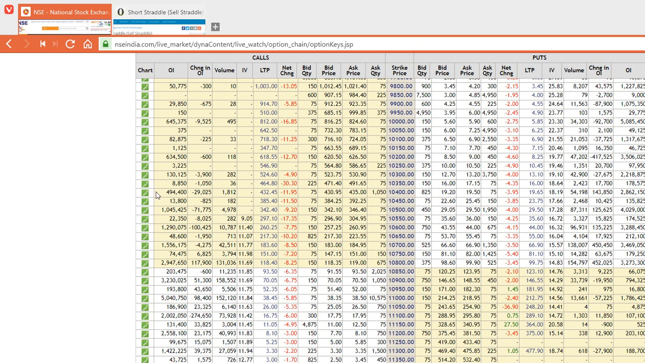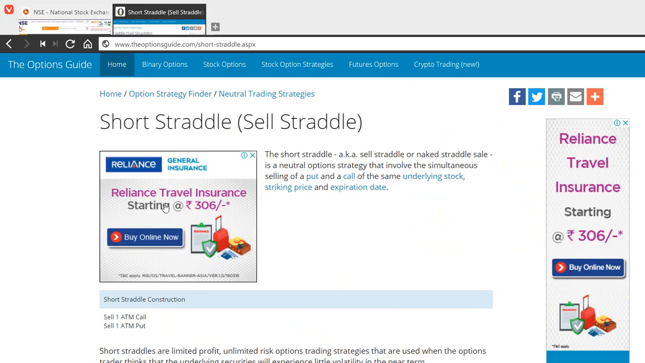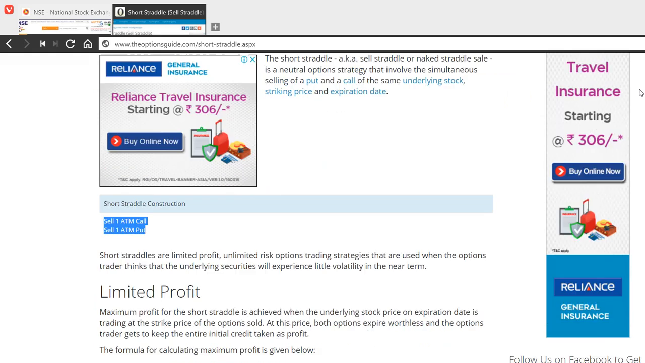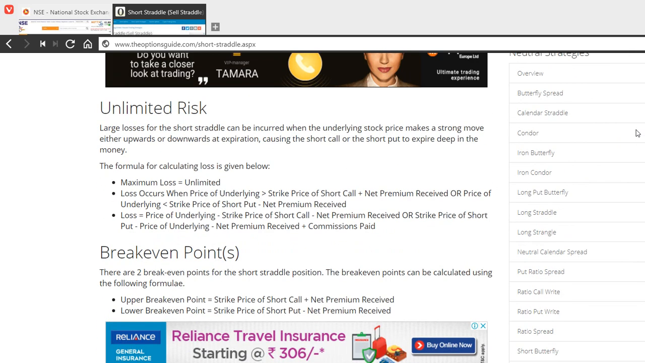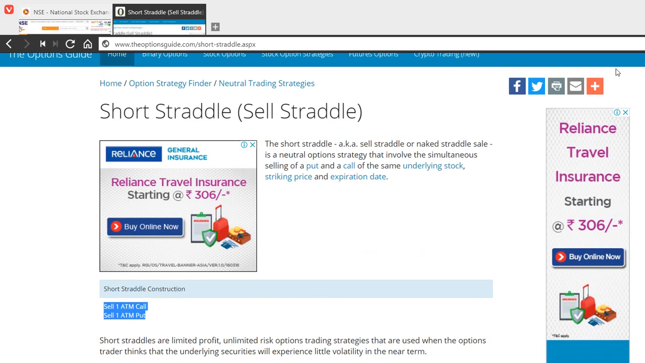So short straddle means you will actually sell the 10,800 call, which is this, and the 10,800 put, this. So in total you will collect a premium of 99 plus 118, that is around 218. So that's what you have actually sold. Now that's the construction of this particular strategy. This is a limited profit and unlimited loss, unlimited risk strategy, and I will come to it in a minute.